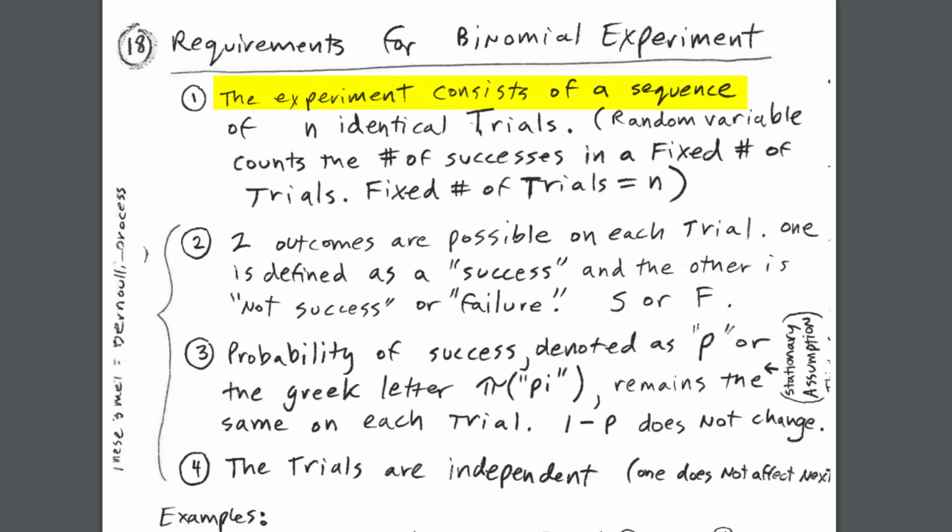Number one, the experiment consists of a sequence of n identical trials. The random variable counts the number of successes in a fixed number of trials, and the fixed number of trials will be represented by n. Two, there are only two outcomes possible on each trial. One is defined as a success, the other not success or failure. Three, the probability of success, denoted as p, or in other textbooks, you might see pi, has to remain the same on each trial. And the trials are independent.